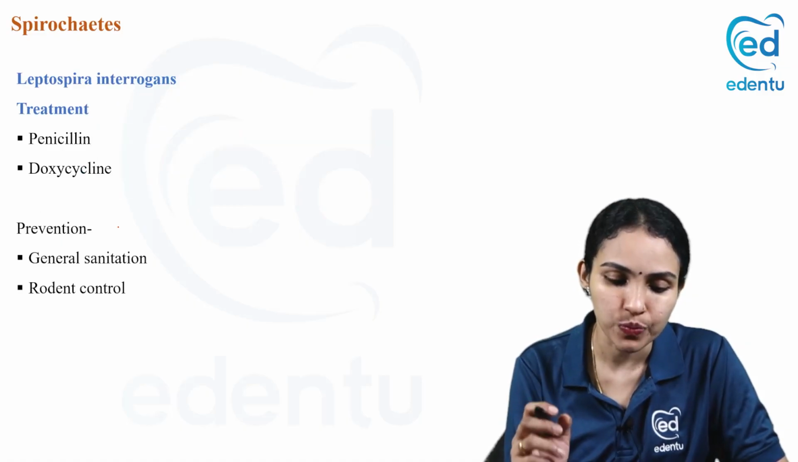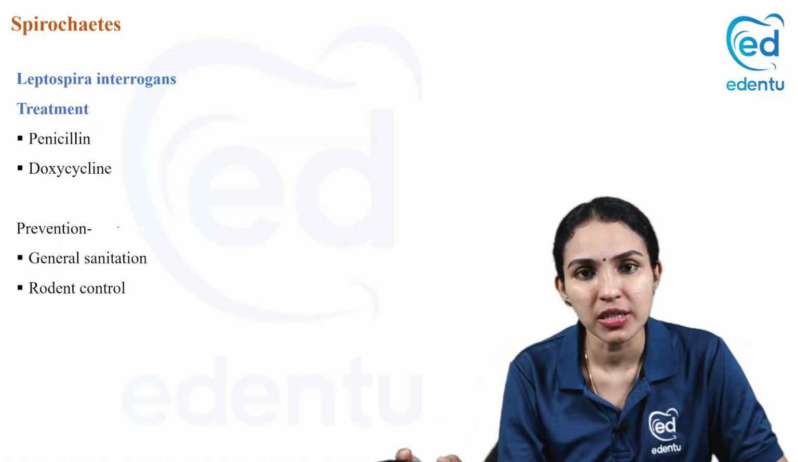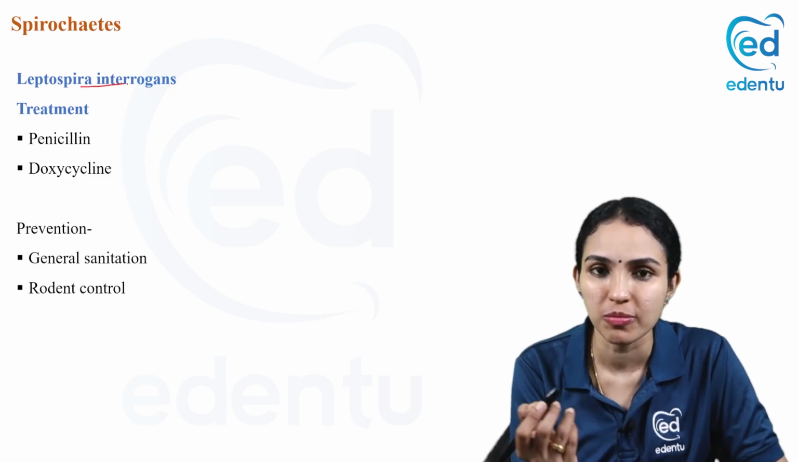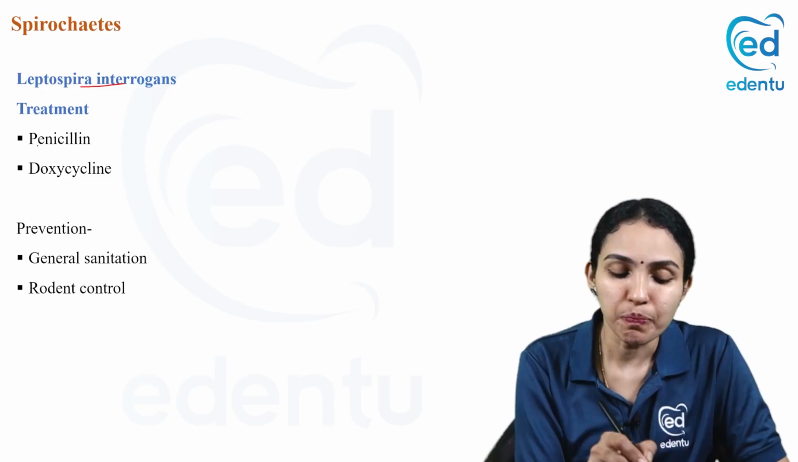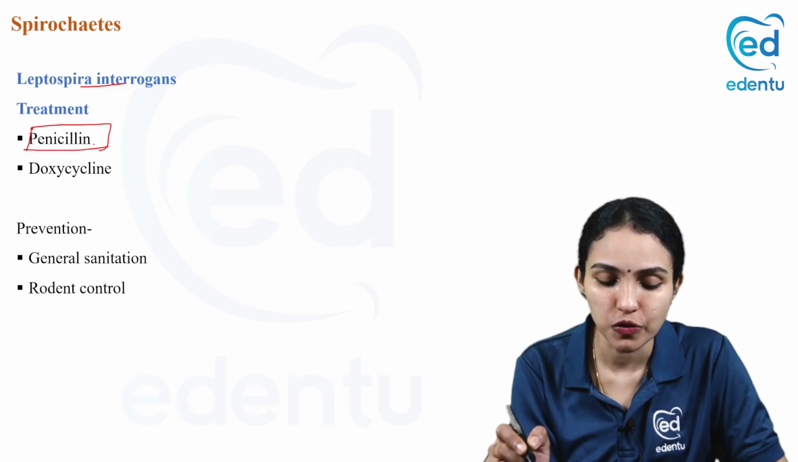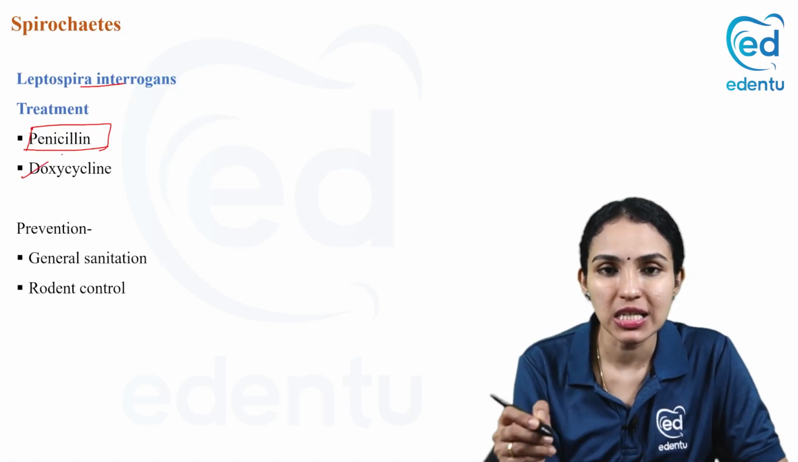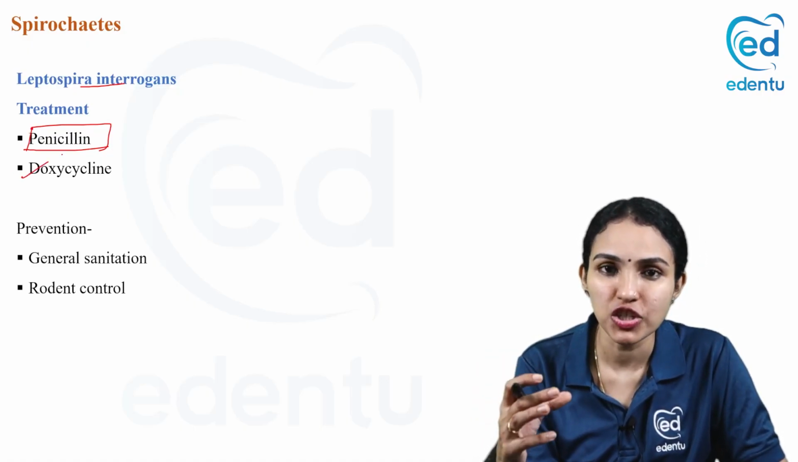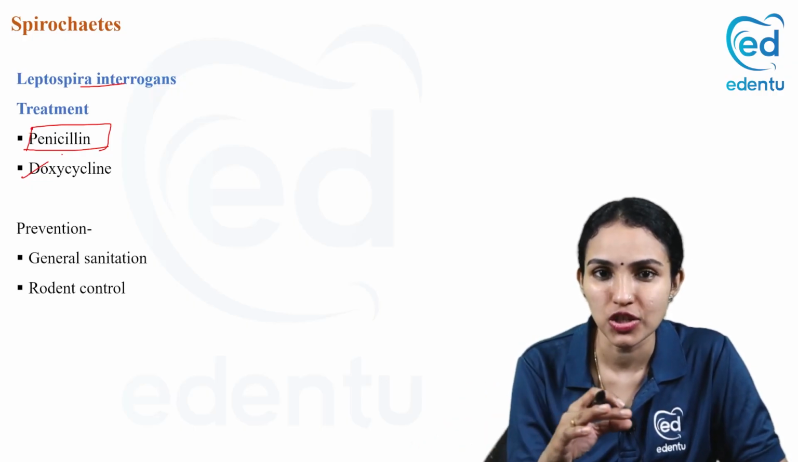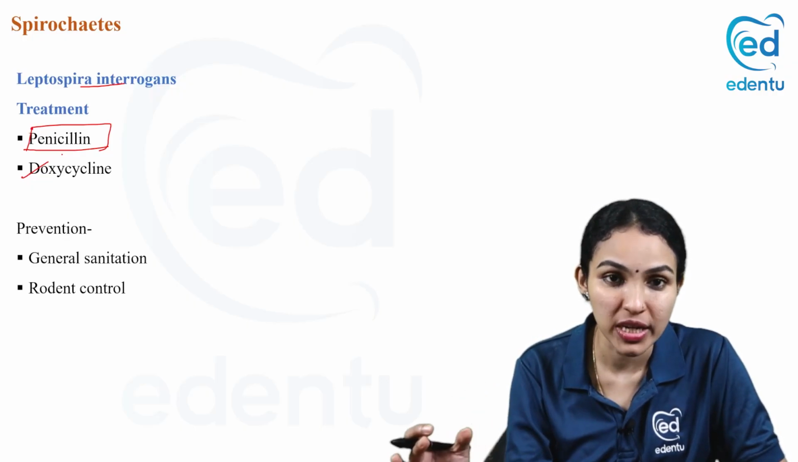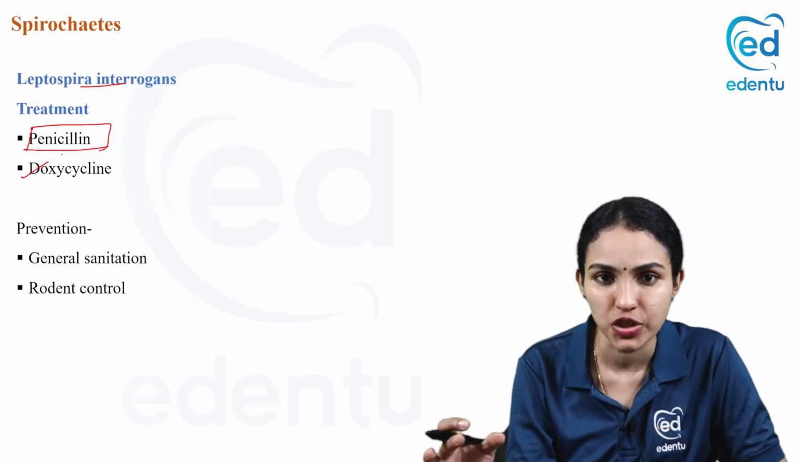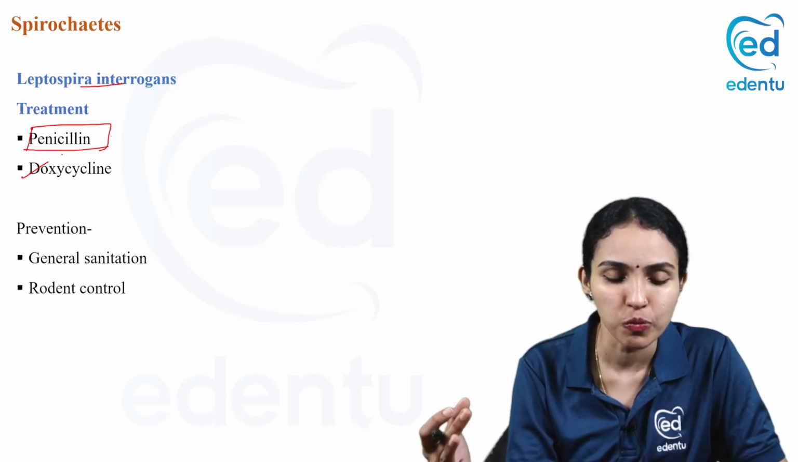Coming to treatment of leptospirosis, we are talking about Leptospira interrogans because that is the most common species causing leptospirosis. Penicillin is the drug of choice for leptospirosis, like for syphilis. Here also penicillin is the drug of choice. The alternative drug is doxycycline. If you want to know how to prevent the disease, you have to look at general sanitation. You have to look at rodent eradication, rats. If there is plenty of rodent infestation, you have to go for eradication. So general measures have to be improved for prevention.